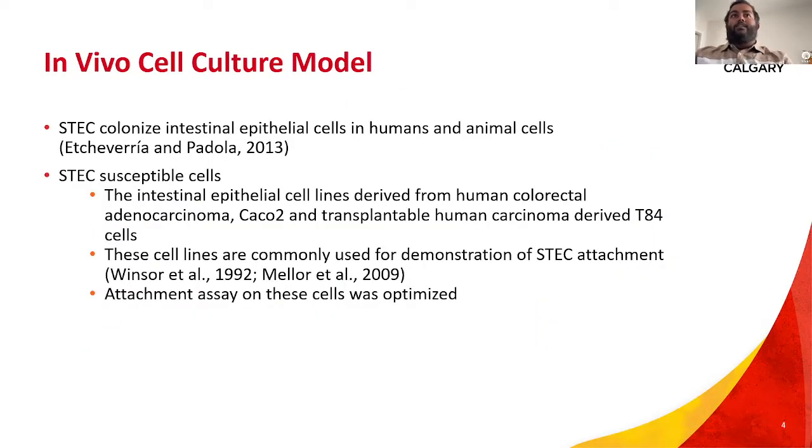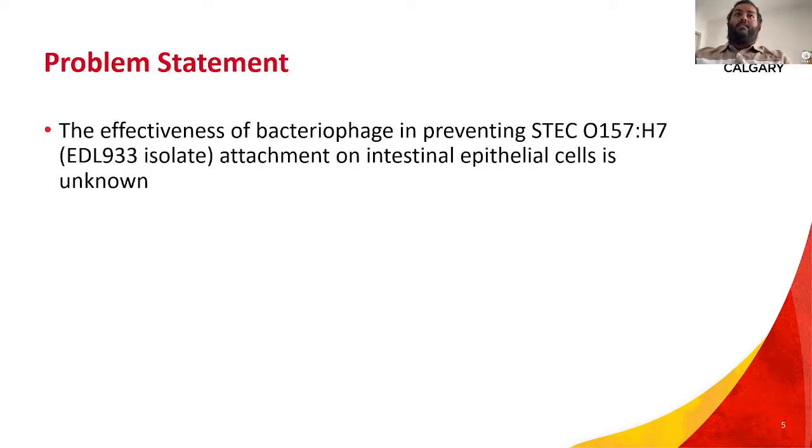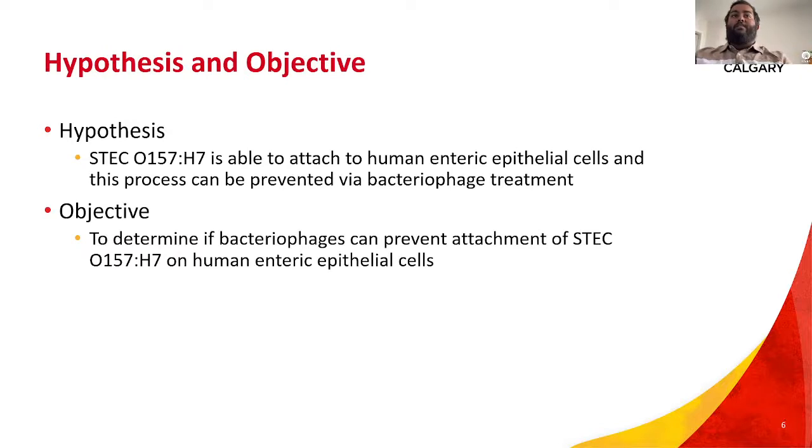So moving on to our cell culture model, enterohemorrhagic STEC colonizes human and animal intestinal epithelial cells, and when choosing an in vitro cell culture model to use, we had chosen two human intestinal cell lines, CACO2 and T84 cells. The identified problem for the research was that the effectiveness of bacteriophages in preventing STEC O157:H7 on intestinal epithelial cells is unknown. And so my hypothesis was that STEC O157:H7 is able to attach to the human enteric epithelial cells, and this process can be prevented via bacteriophage treatment.